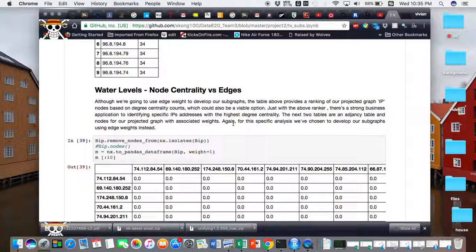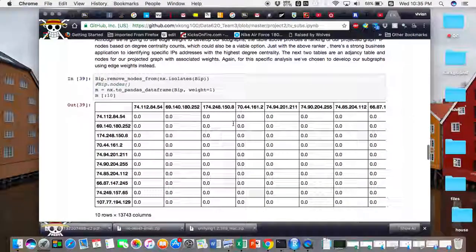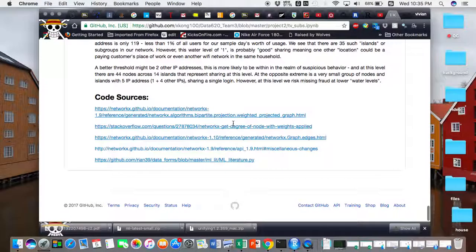Again, we had an 83,000-node network at the beginning, but we used the edge weight to cut our network into a smaller one. Without any sharing, we get rid of those IP addresses. If they appear to be 0, we get rid of them. In this case, we shrink our network to an even smaller network, so it will be much easier to analyze. This is our Project 2.